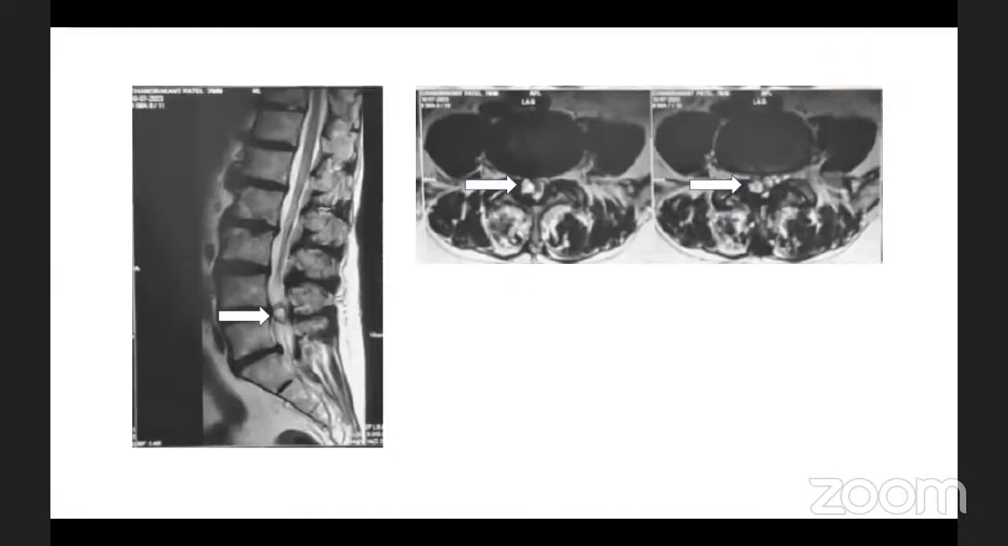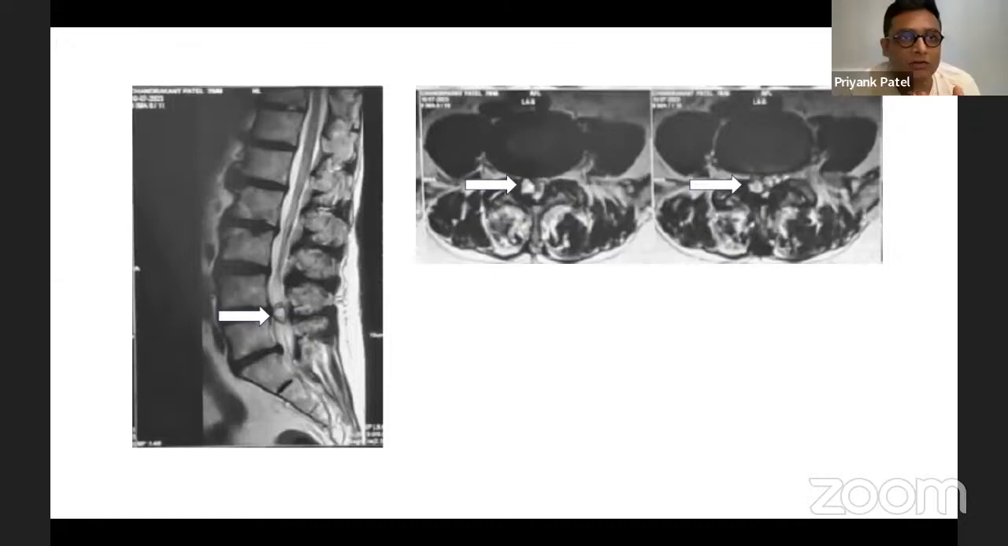Perfect. So here, because there's a facet cyst, you could err towards a fusion. That's the discussion that happened regarding this case.